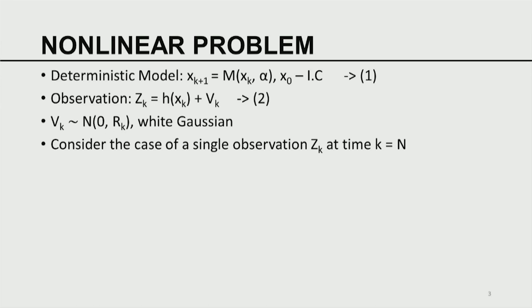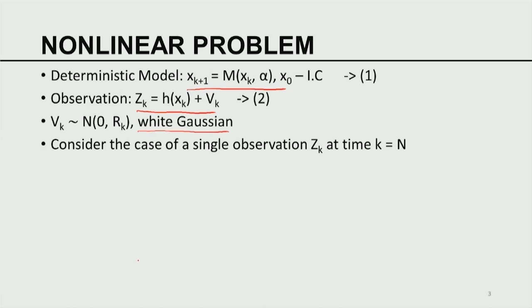So again, consider the nonlinear problem. I have a deterministic model. Again, X naught is the initial condition, alpha is the parameter. I have the observation, a nonlinear observation. I have a white Gaussian noise.